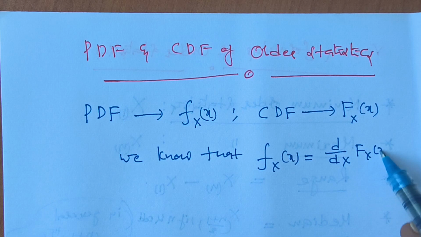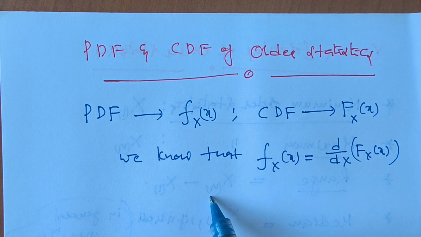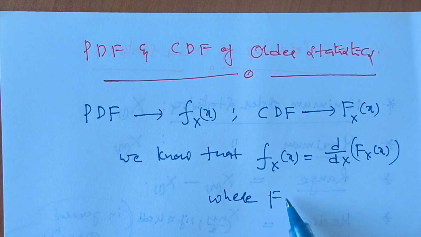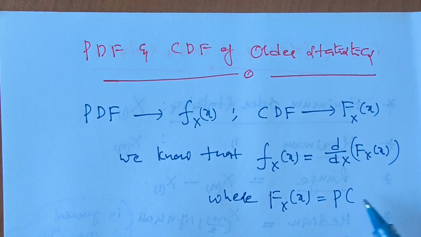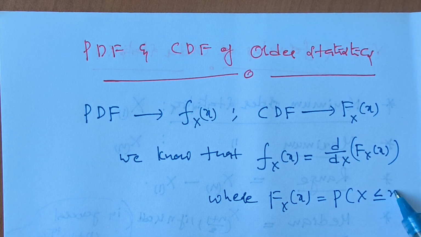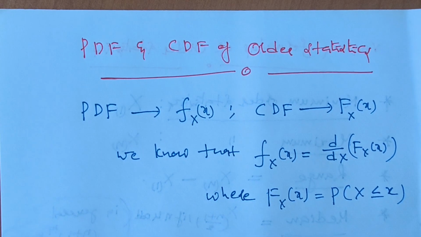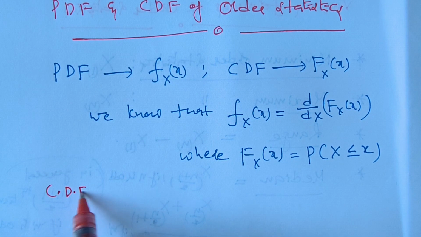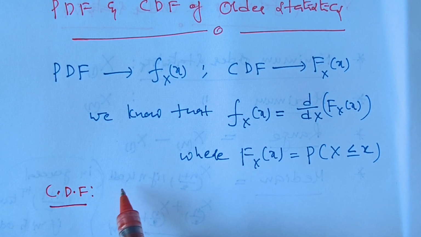We know the formula for PDF in terms of CDF: f of x is equal to the derivative of capital F of x, where capital F of x is the probability of capital X less than or equal to small x. These are the formulas already learned in earlier classes.